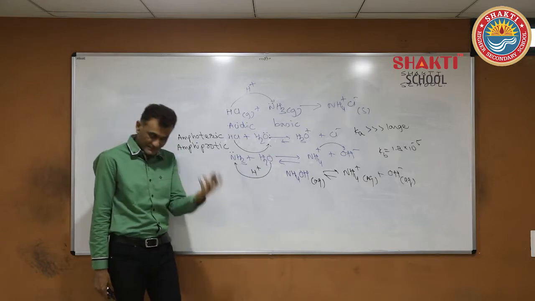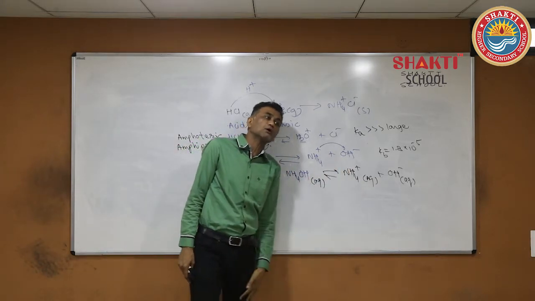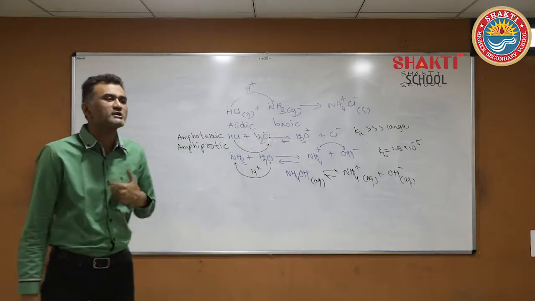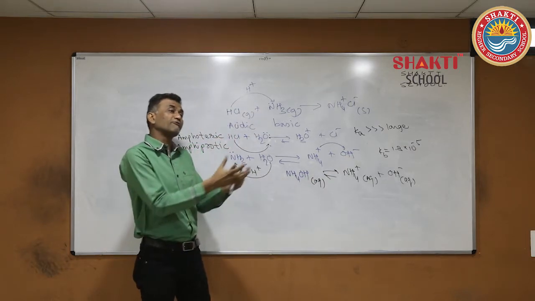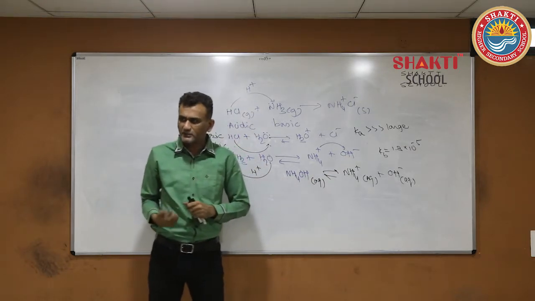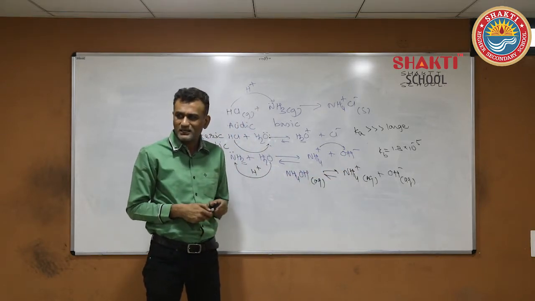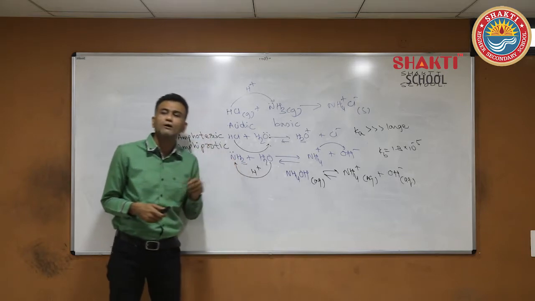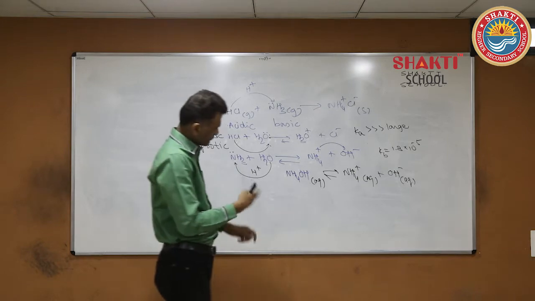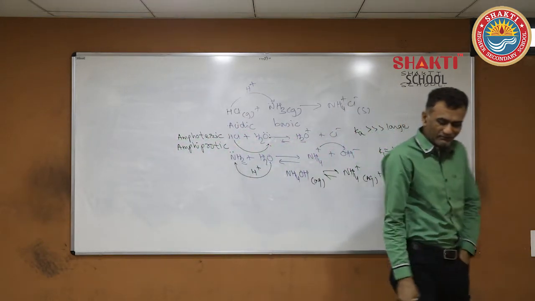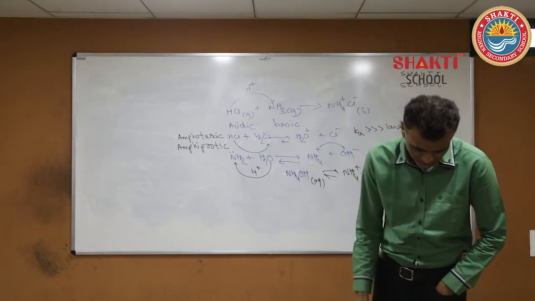In the forward reaction, who accepts the proton? Ammonia accepts a proton. In the backward reaction, who accepts the proton? OH-. The forward is less and the backward is more. So who is the stronger proton acceptor? OH-. So the OH- ion is a stronger base as compared to ammonia. Ammonia is a weaker base. Got it? So you can compare relative acid strength and relative basic strength. Fine.